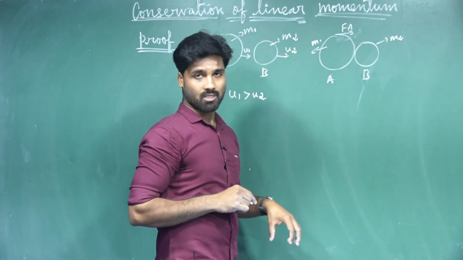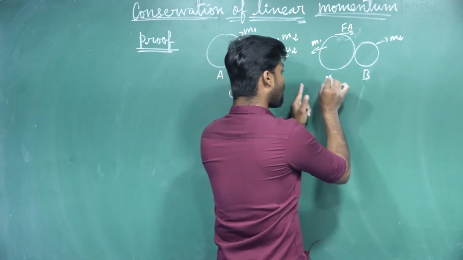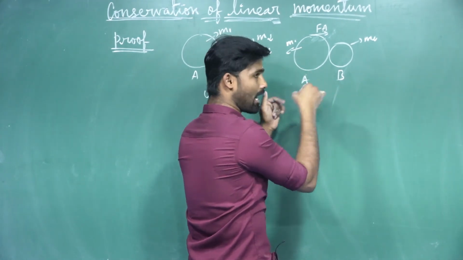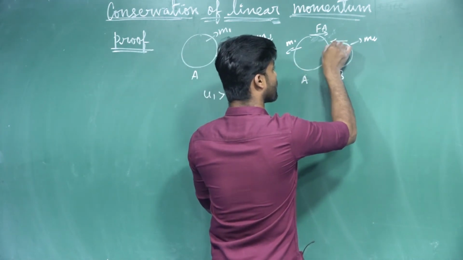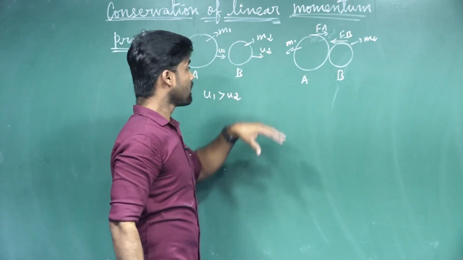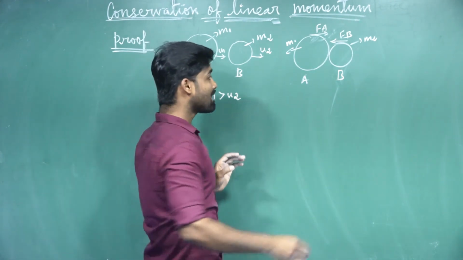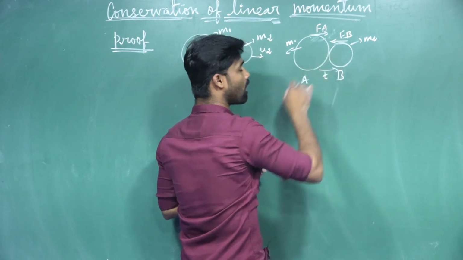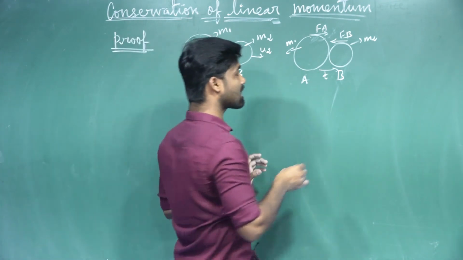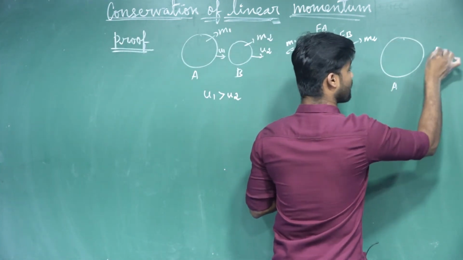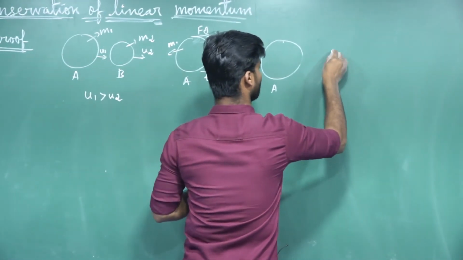According to Newton's third law of motion, for every action there is an equal and opposite reaction. So while object A exerts the force Fa on B, at the same time object B also exerts the same amount of force on A. That force we call Fb. What is the time interval for the collision in this system? Time t. After the collision, the two objects again start to travel in a straight line. The first one is object A and this is object B.